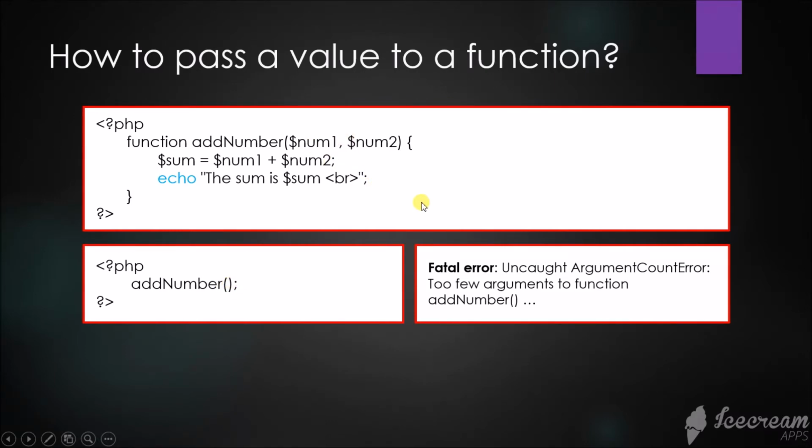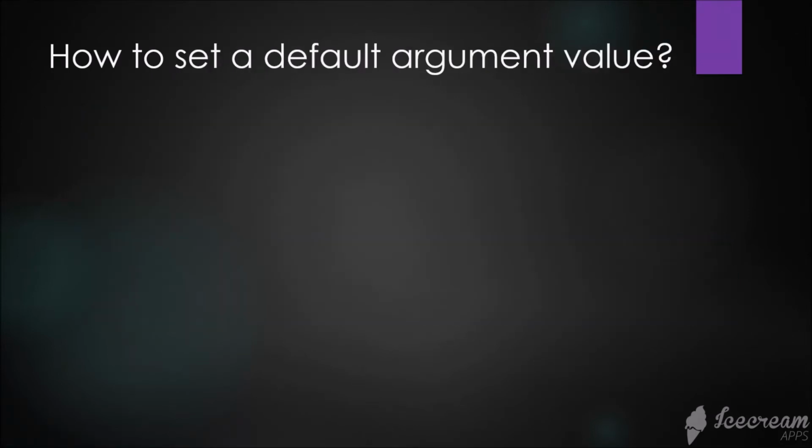Okay? So ang tanong ngayon, paano tayo makaka-avoid ng ganung mga situation na error? Na kung saan, kahit hindi tayo magpasa ng value, it will just display something or sabihin nating 0. So, let's try to answer this kind of question. How to set a default argument value?